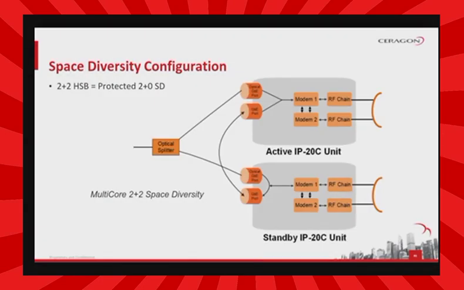In effect, a 2+2 hot standby configuration is a protected 2+0 space diversity configuration. Each IP20C monitors both of its cores. If the active IP20C detects a radio failure in either of its cores, it initiates a switch over to the standby IP20C.